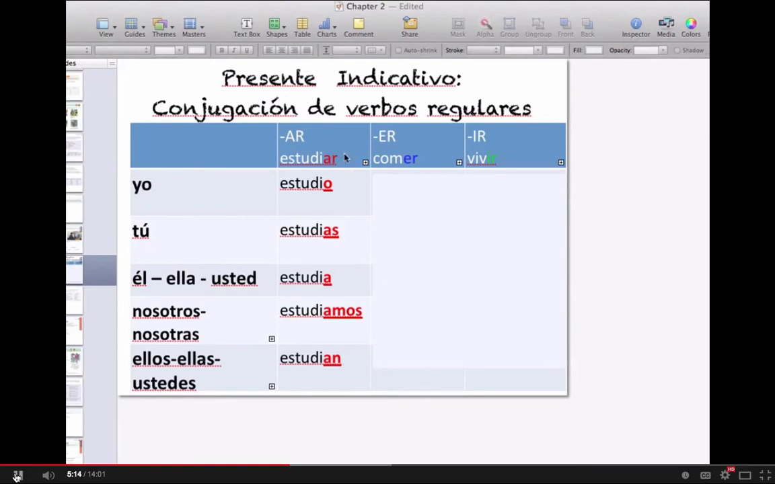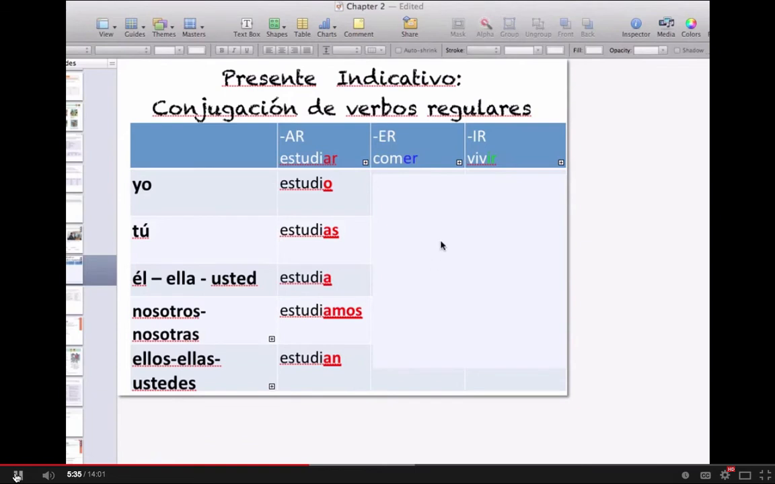Okay? Okay, so all of the verbs that end in -ar and are regular conjugate like this. For yo, you drop the ending and add o, estudio. For tú, drop the ending and add as, tú estudias. For él, ella, usted, drop the ending and replace it with a, and so on.